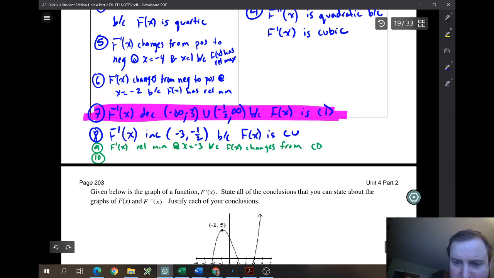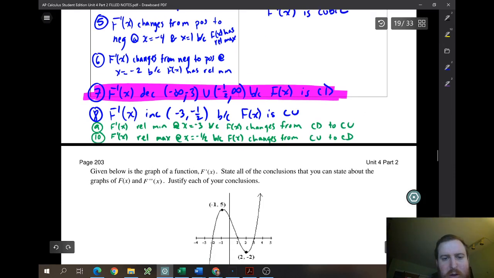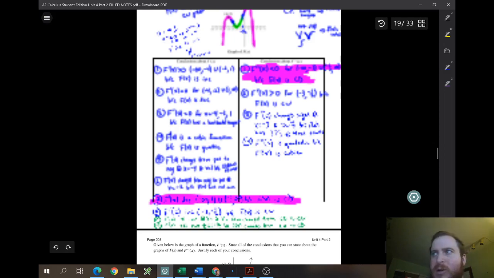Again, if this doesn't make a whole lot of sense to you, the green part, don't worry about it too much. I've literally never seen this tested in my life, but if we're getting advanced, we'd make that conclusion. Similarly, at negative 1 half, we'd have a maximum because F of x changes the opposite way. It changes from concave up to concave down. So those are some conclusions. Make sure you got all those, and make sure we understand them.